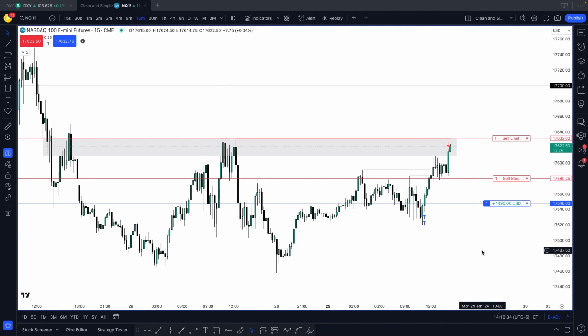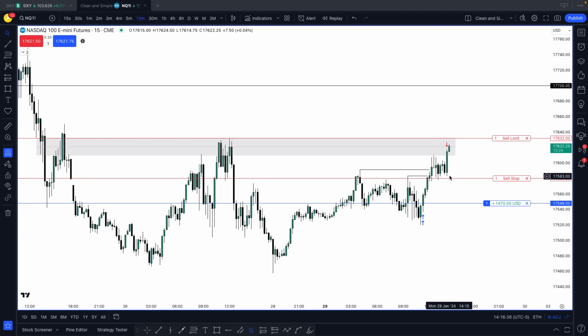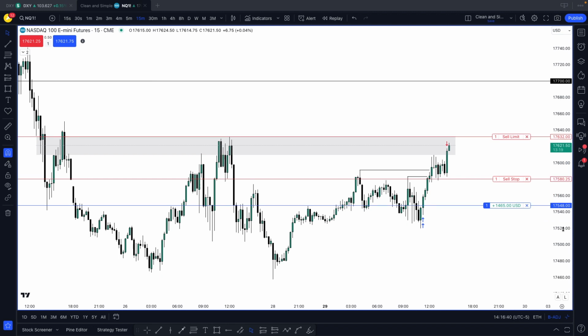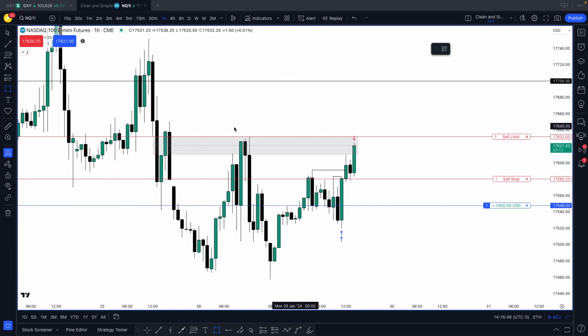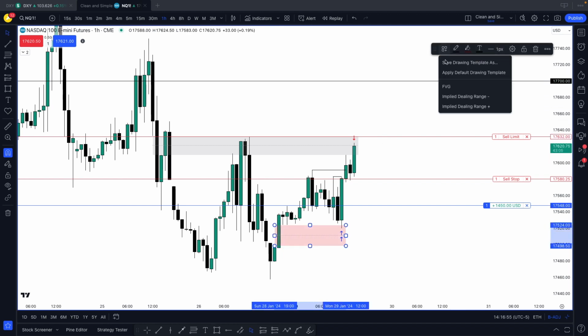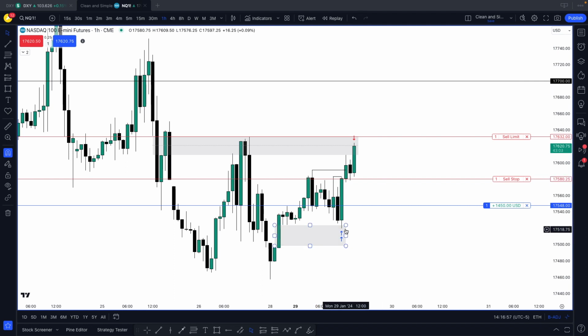All right, quick trade recap before my final target hits up here. This is what we were watching for this morning in the live stream. We had these relative equal lows down here. We were waiting for NASDAQ to trade into the 1 hour BISI that we had down there. Waited for that to happen this morning.